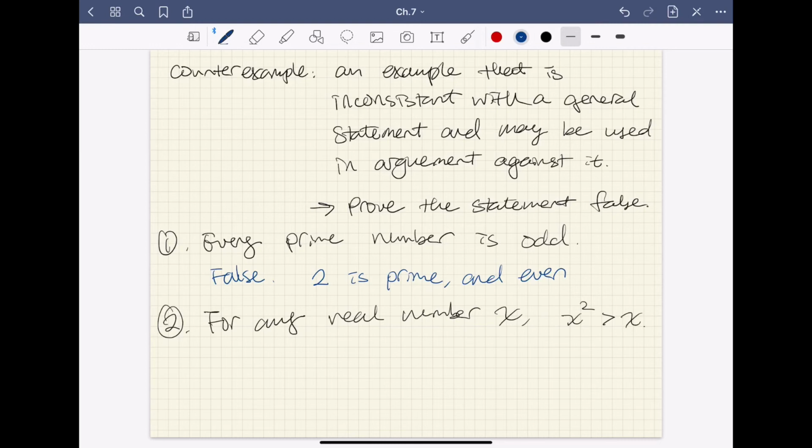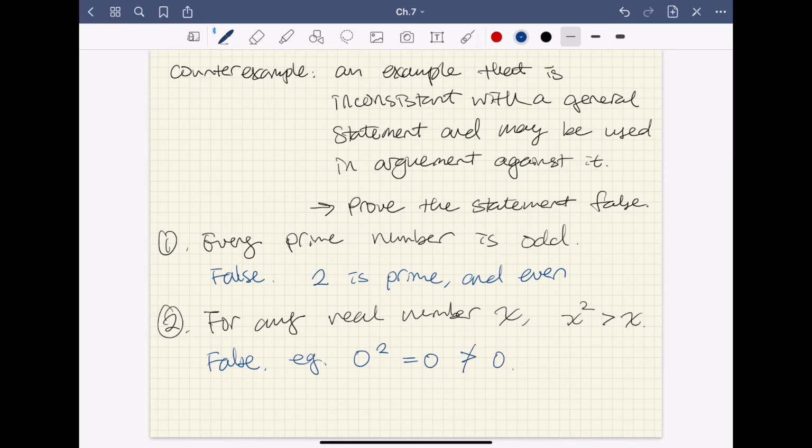Okay, question 2. For any real number x, x squared is greater than x. Is it true or false? Well, it's false. I can find a few counterexamples actually, but you just need one counterexample to prove the statement false. One of the counterexamples you can find is 0. If x is equal to 0, then 0 squared is equal to 0, not greater than 0. 0 squared is always 0. It's not greater than 0.